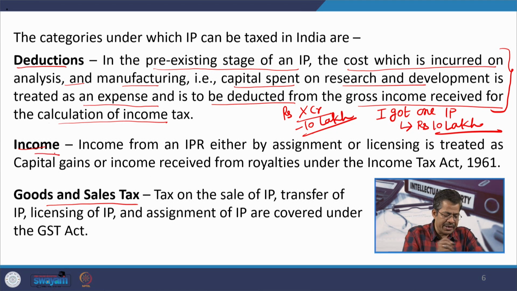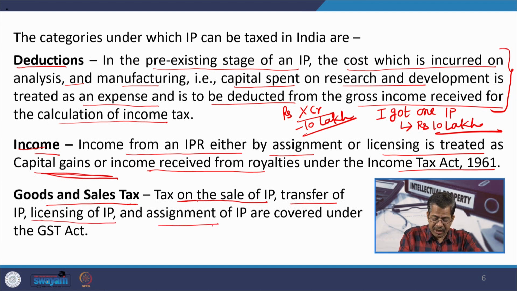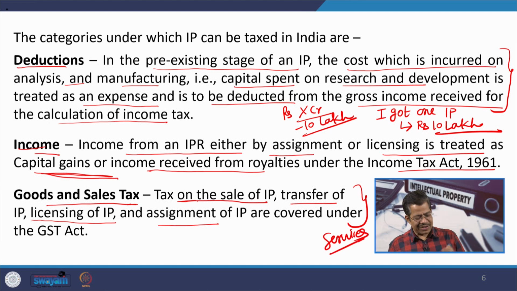The second is the income related component. Income from an IPR, either by assignment or licensing, is treated as capital gain. So, we have a provision of tax on capital gain or income received from royalties under the Income Tax Act of 1961. So, capital gain or royalty, that is mentioned. So, income from IP is taxed under either of these two. Then GST, tax on the sale of IP. If it is properly invoiced, there will be a GST component that will also come on that value of IP. Transfer of IP, licensing of IP, assignment of IP, all these are covered under GST, because all these things are services. So, all these service activities are taxed under the GST system. That is also one type of taxing system which is applicable in case of IP.